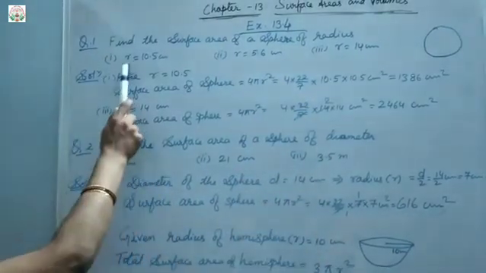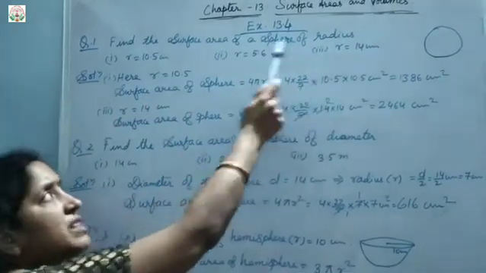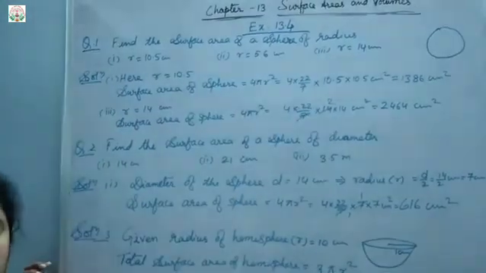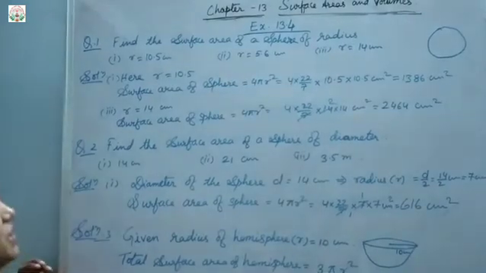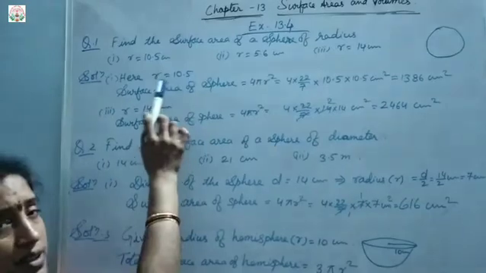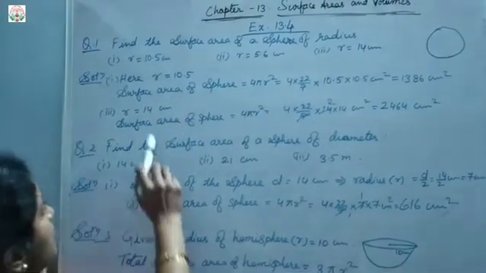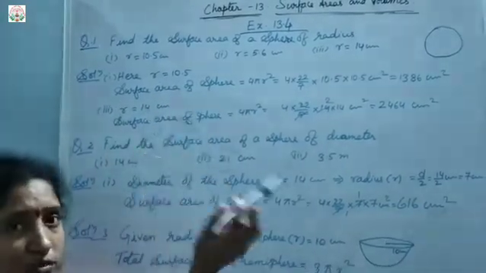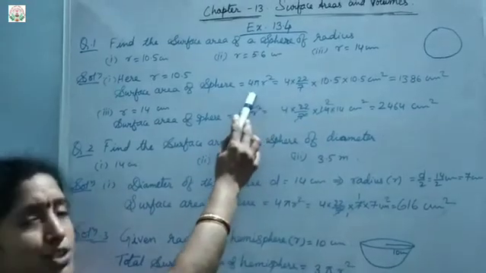Here I am going to do the first and the third one, and the second one is your homework. You have to solve it the same way. Now the first one: R is 10.5. The surface area of the sphere formula we know, that is 4 pi r square.